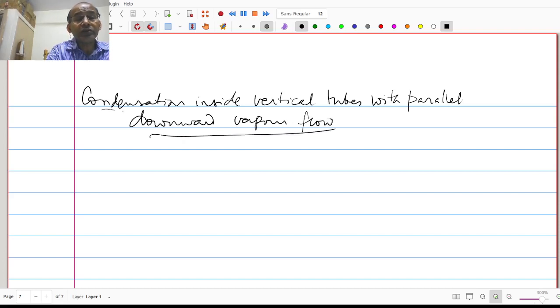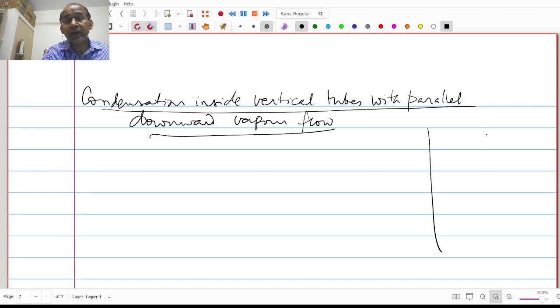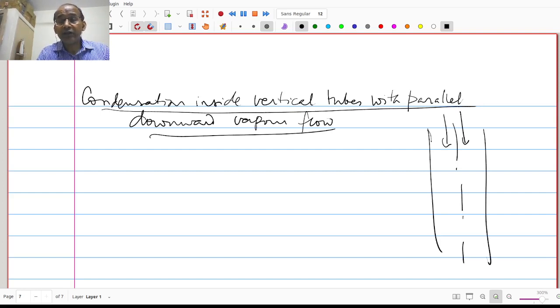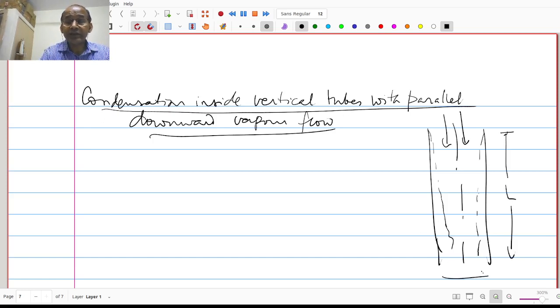So let us understand what's the configuration that we're looking at. We're looking at a pipe. There is vapor flow from above to below, and there is this falling film that is developing here, and there can be wavy and turbulent flow that happens. Suppose the length of the pipe is L and its diameter is D.